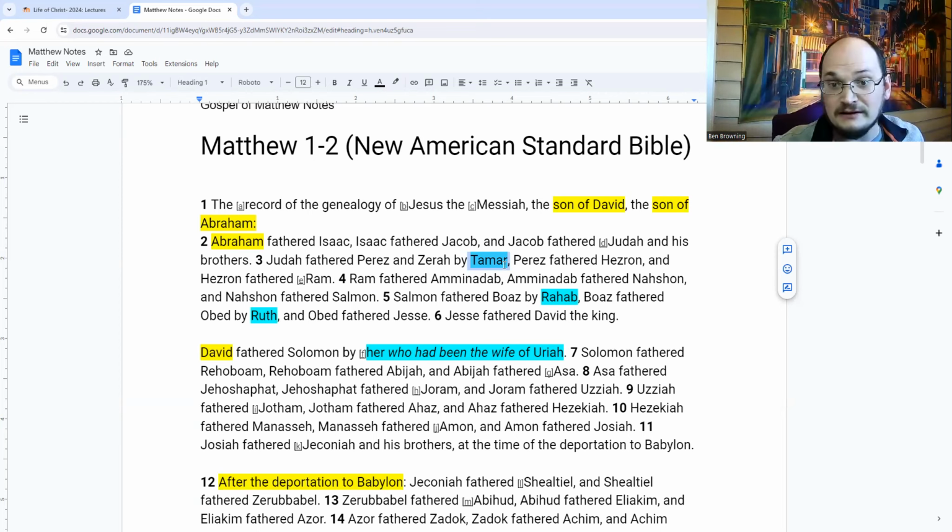The next one is fairly well known. Rahab. Rahab is pretty well known in that she was a prostitute in Jericho that actually, even though she's a Canaanite, she actually protected the Israelite spies, and as a result, she was allowed to become part of Israel.